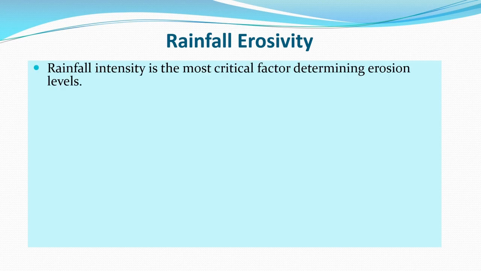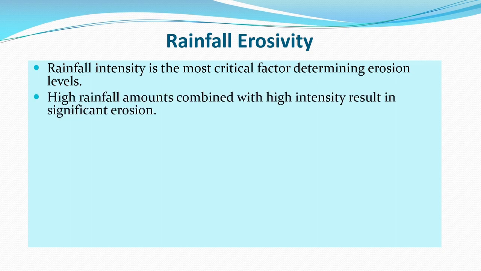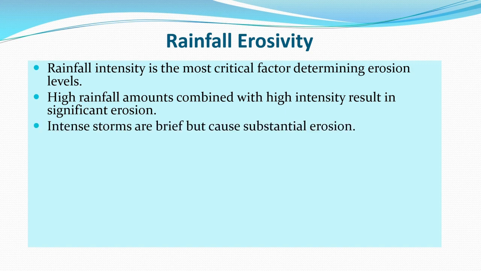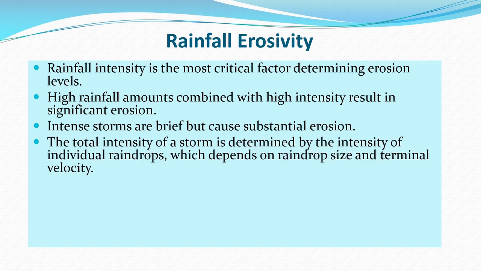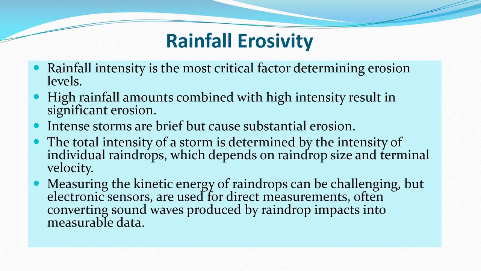Rainfall intensity is the most critical factor determining erosion levels. High rainfall amounts combined with high intensity will result in significant erosion. Intense storms may be brief, but they have the ability to cause substantial erosion. Total intensity of a storm is determined by the intensity of individual raindrops, which depends on raindrop size and the terminal velocity. The higher the velocity, the higher will be the kinetic energy of these raindrops. And finally, the total intensity of the storm will be quite high.